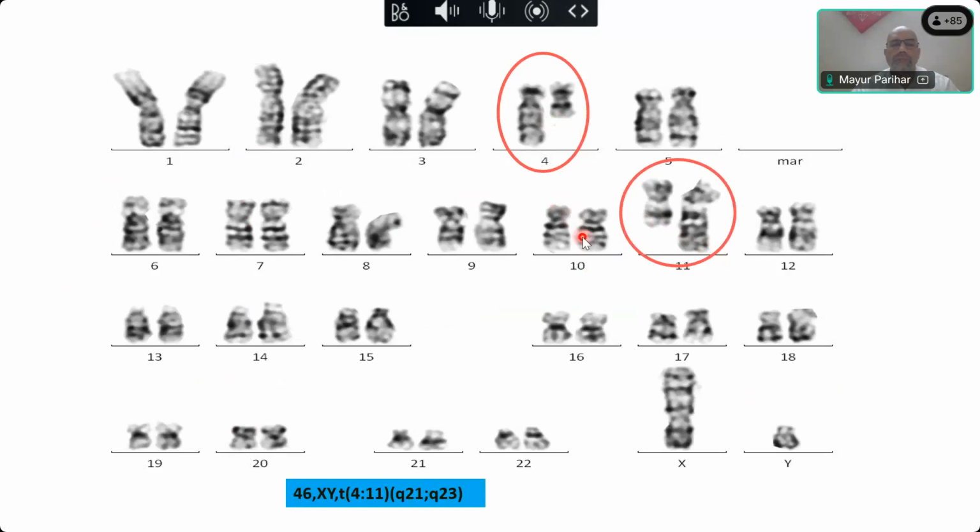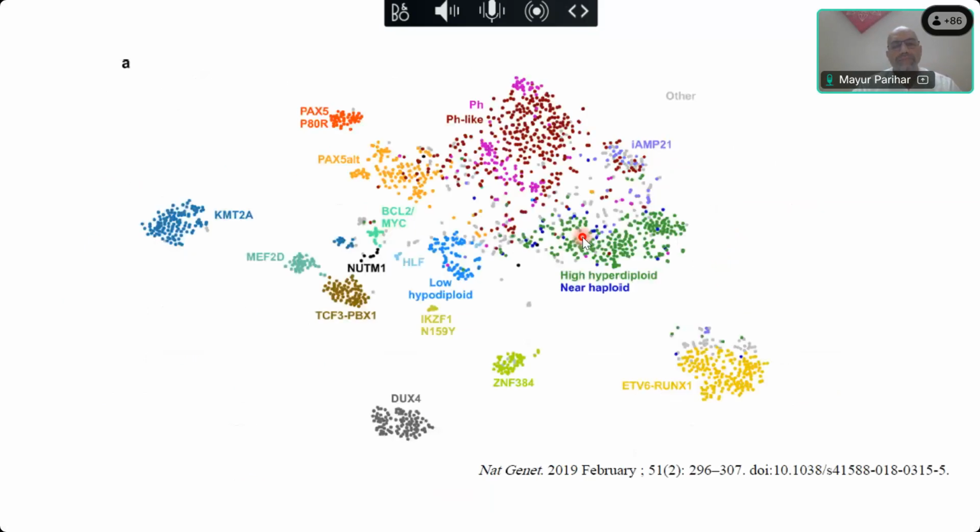I just want to show you the importance of how multiple technologies can complement each other in identifying abnormalities which are very, very important and which make a huge difference in patient management. KMT2A is a very high risk acute lymphoblastic leukemia. These patients get intensive chemotherapy, unlike the standard risk ones.